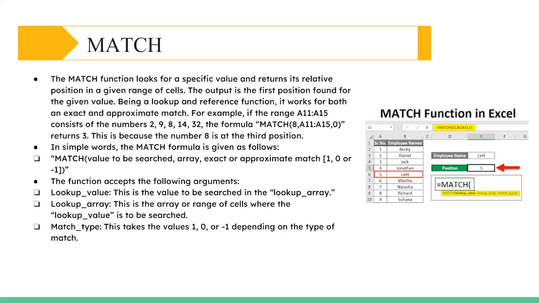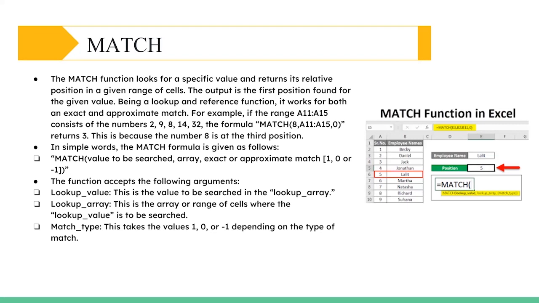So for example, if the range A11 to A15 consists of the numbers 2, 9, 8, 14, and 32, the formula MATCH of 8 returns 3, right? This is because the number 8 is at the third position. So in simple words, the MATCH formula is given as follows: the value to be searched, the array, and exact or approximate match.